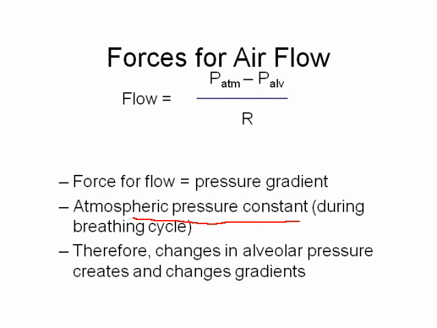Atmospheric pressure is, of course, constant, at least constant during the breathing cycle. Obviously, if you change elevation, you're changing it, but you're not going to be changing elevation drastically during the course of a single breath. So the changes in alveolar pressure are the ones that create the pressure gradient, since atmospheric pressure remains constant. Alveolar pressure is going to change as the chest wall expands or ceases to expand.